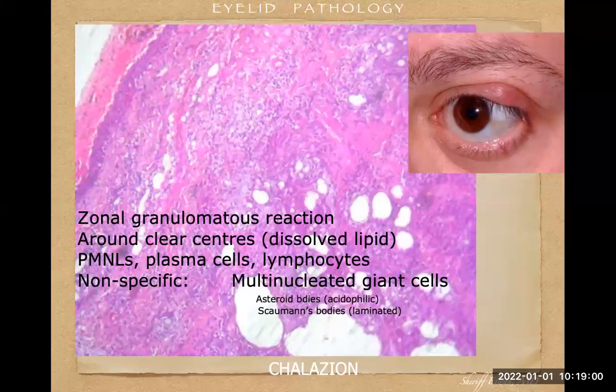Now again, Chalazion is a chronic granulomatous inflammation in one of the meibomian glands. It's zonal in nature, occurring around a clear center with dissolved lipid. And this is the caseated-like material that comes out when you open a Chalazion and is infiltrated by polymorphonuclear leukocytes, plasma cells, lymphocytes, and there is an infiltration by multi-nucleated giant cells, but these are non-specific. And there are asteroid bodies, which are acidophilic in nature, and Schaumann's bodies, which are laminated. I'm sorry for the spelling mistake, it's SCH.